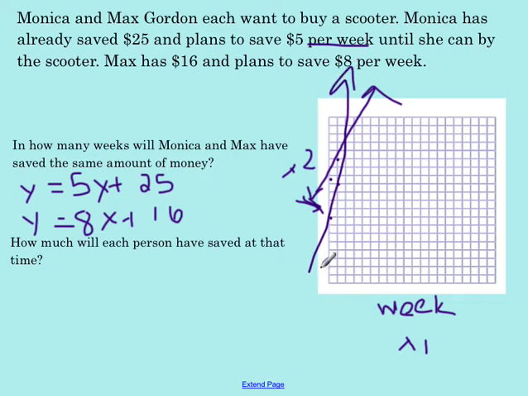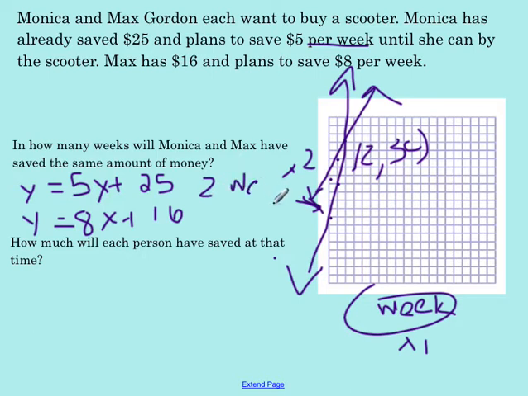So to me, it looks like they're crossing right here. Okay, so that's about 2 weeks. And if I count all the way up there, I'll save you the time. It's at about 30. Okay, so how many weeks will it take them to save money? Remember that X represents weeks. So it will take them 2 weeks to have the same amount of money.